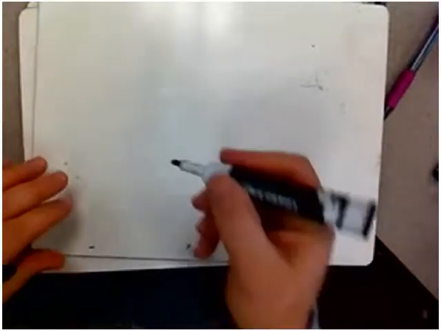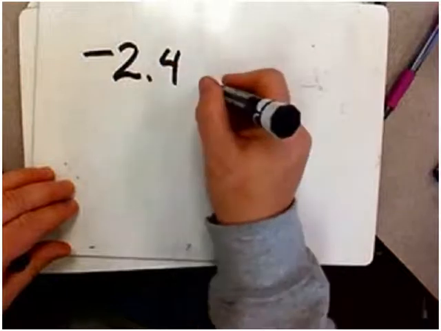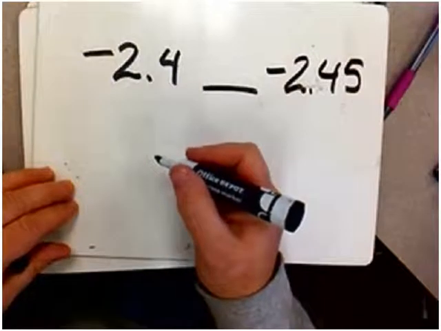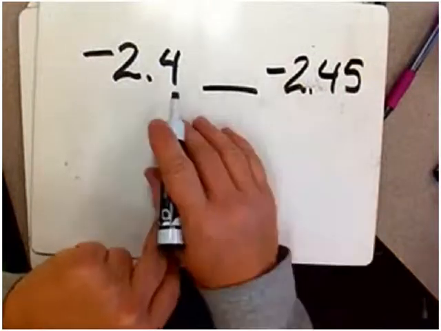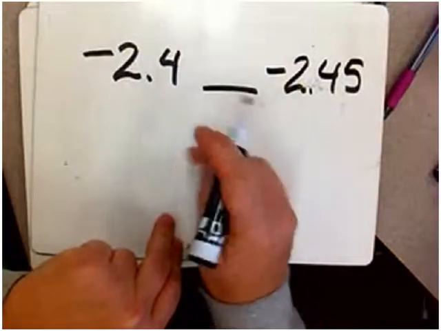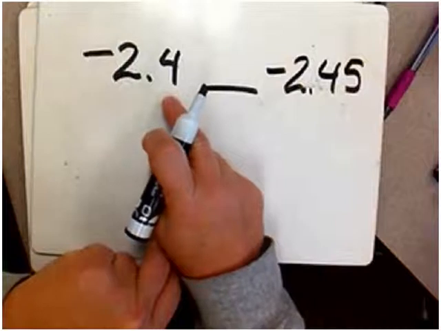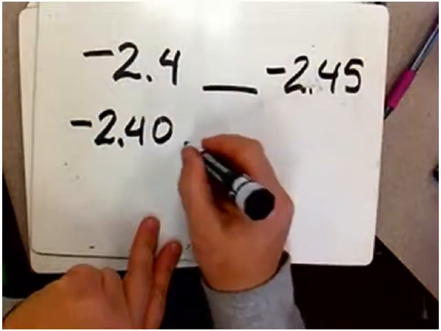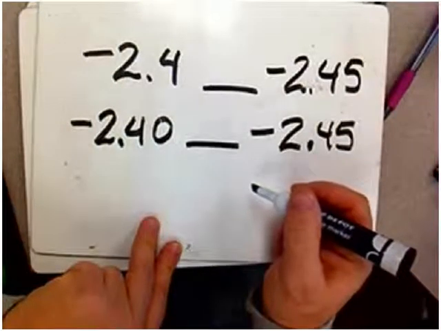Example 4 has us comparing negative 2 and 4/10 to negative 2 and 45/100. Now, when you have two rational numbers, negative 2.4 compared to negative 2 and 45/100, it's sometimes a good idea that if we have two places to the right of the decimal on one, we make two places to the right of the decimal with the other one. So the negative 2.4 could also be negative 2.40. That's the same thing, isn't it? Compared to negative 2.45. Now be very careful, these are both negatives. So which one is greater?